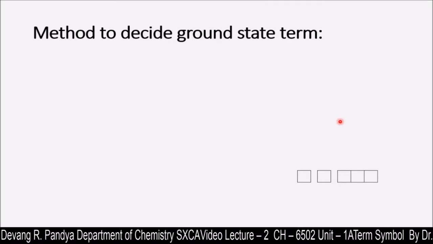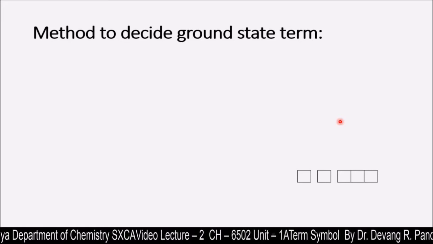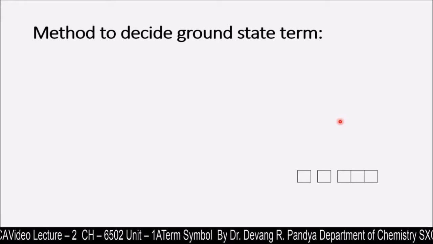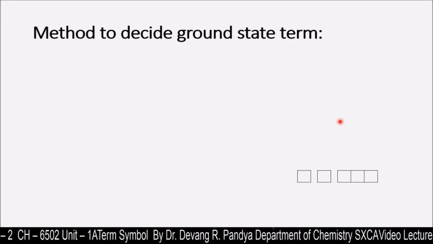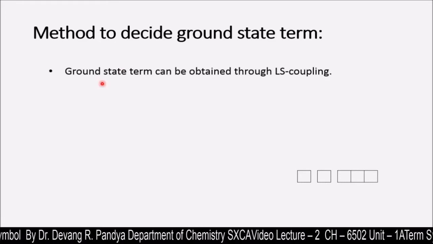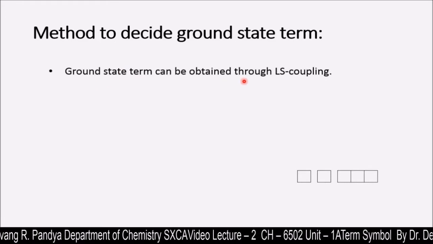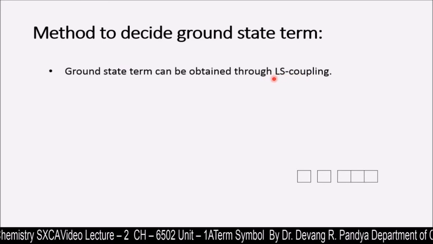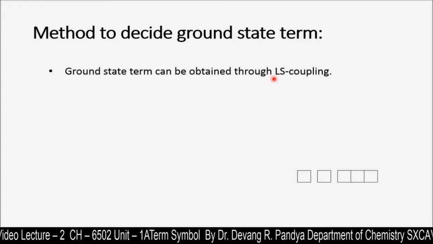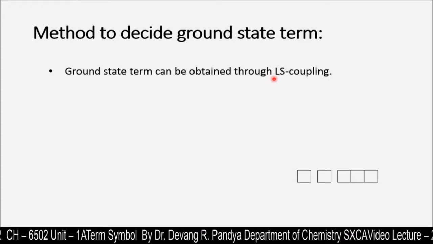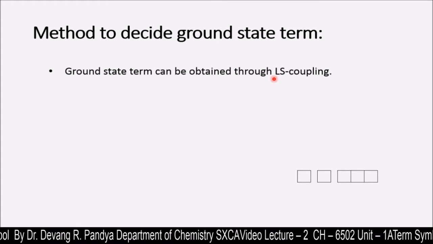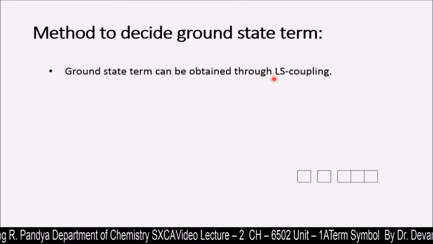Now to the method to decide the ground state term symbol. How can we decide the ground state term symbol for different atoms or ions, elements or ions? For that, the ground state term can be obtained using LS coupling. LS coupling is also known as RS coupling, also known as Russell-Saunders coupling, which we have already studied in part 1.